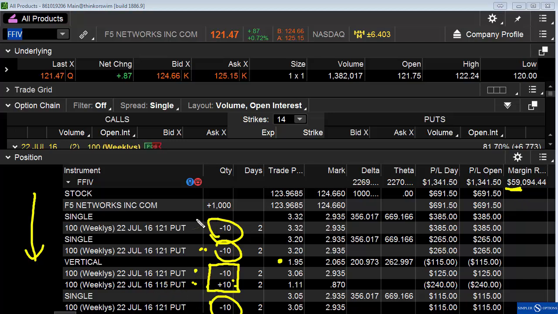And then we also bought after hours. I tried to buy a dip. We didn't get it, but we got a little bit of a pop. Bought 1,000 shares with the idea that I'll be able to sell them at a higher price in the morning. Okay, so that's how we structured F5.